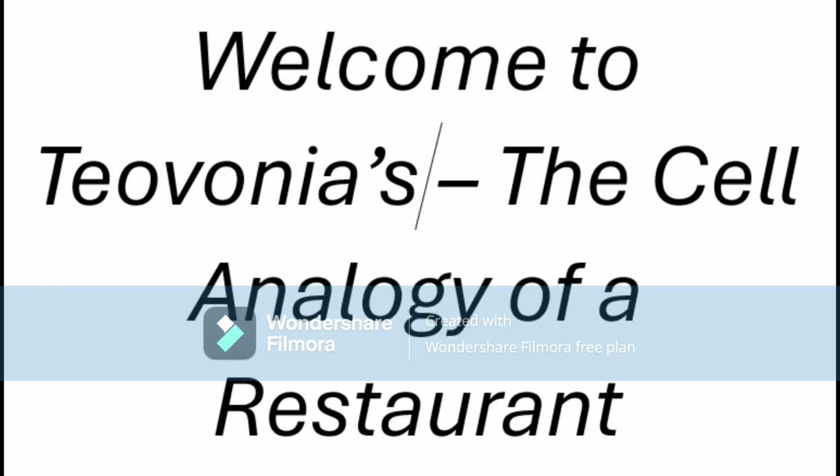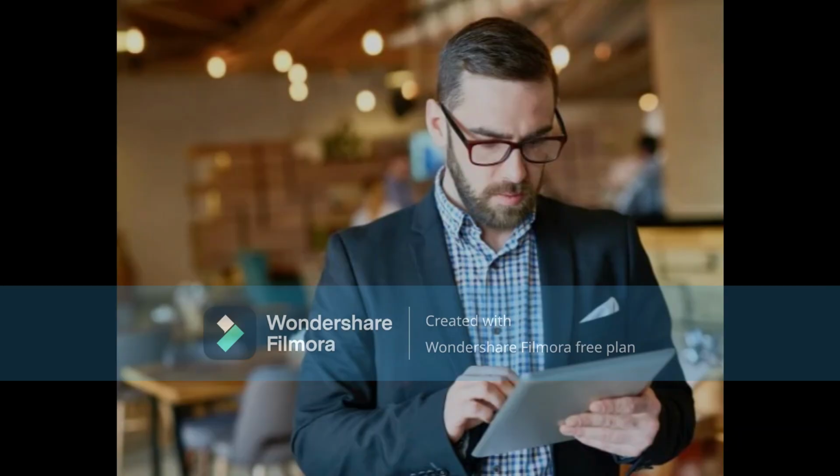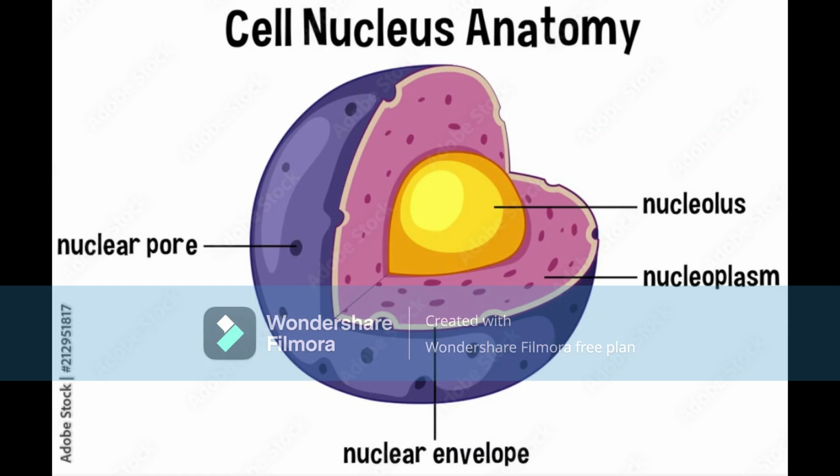This is the cell analogy of a restaurant. First, we will see the general manager, or the nucleus. The nucleus is primarily responsible for regulating gene expression and controlling cellular activity by managing the access to DNA.